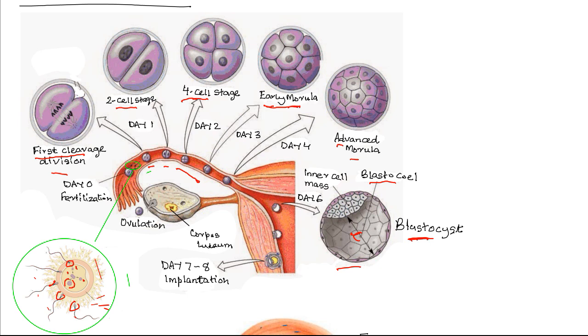So the blastocyst, upon reaching the uterus, embeds itself into the uterine wall at about 7 to 8 days after fertilization in a process known as implantation. So implantation occurs when the blastocyst embeds or buries itself into the uterine wall. Once implanted, the blastula secretes a hormone known as the human chorionic gonadotropin.